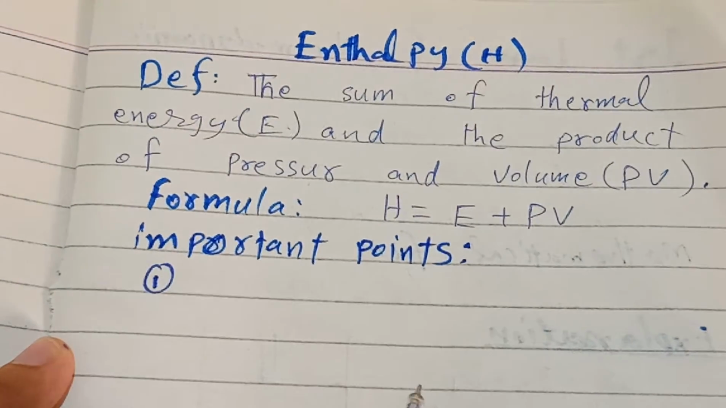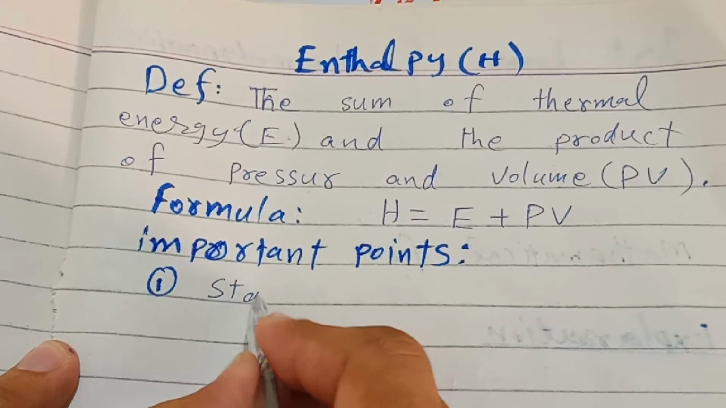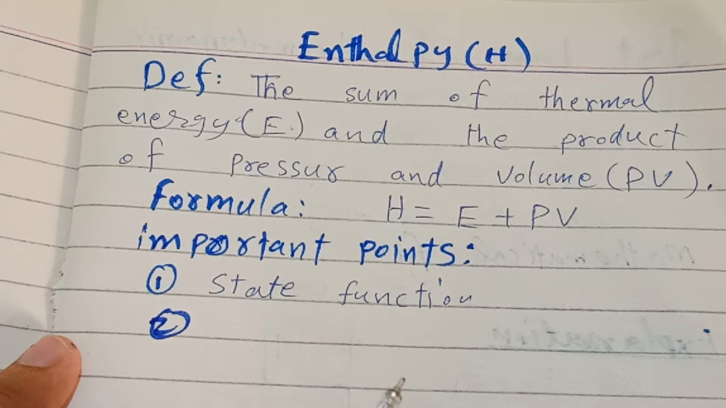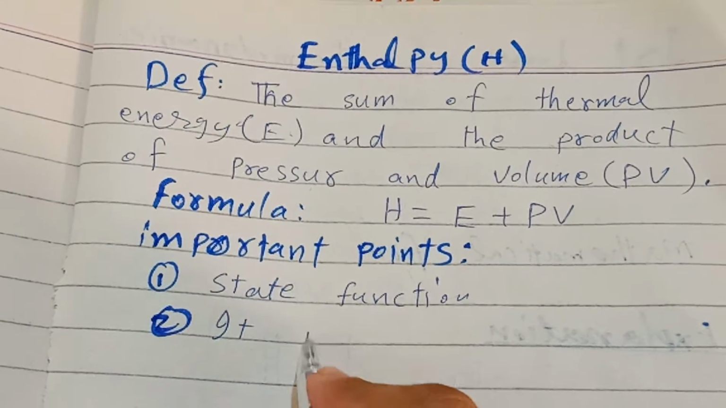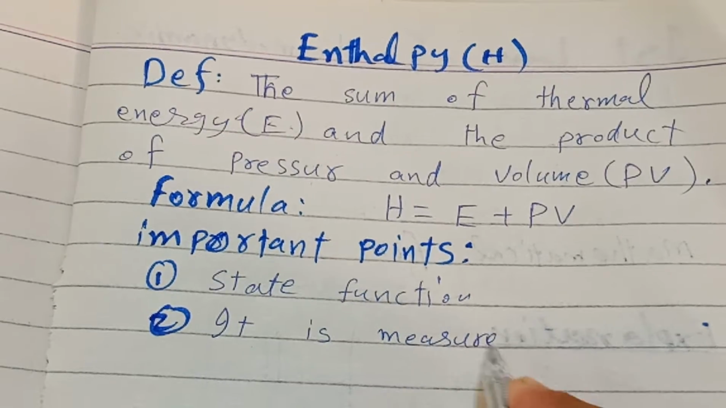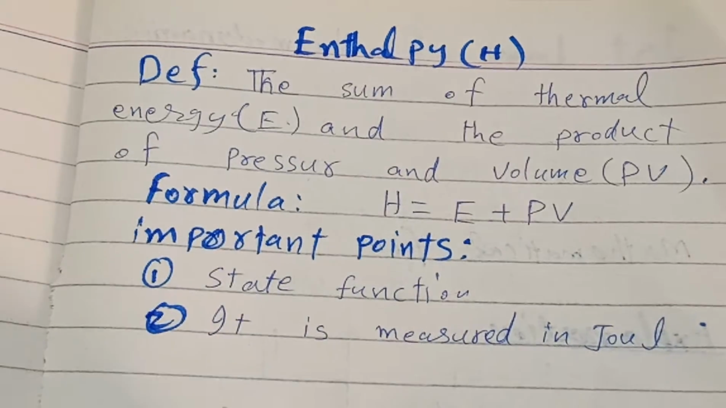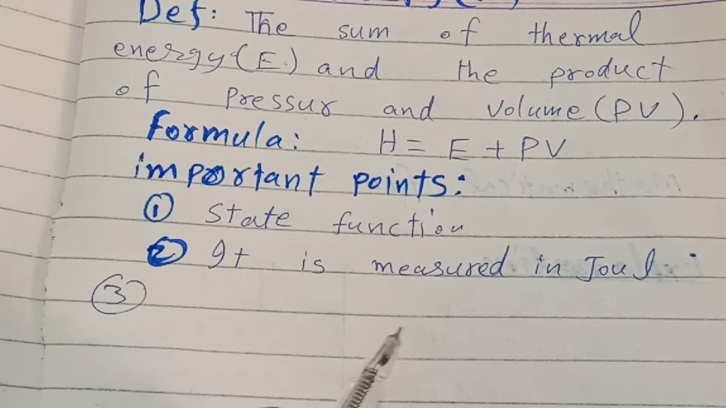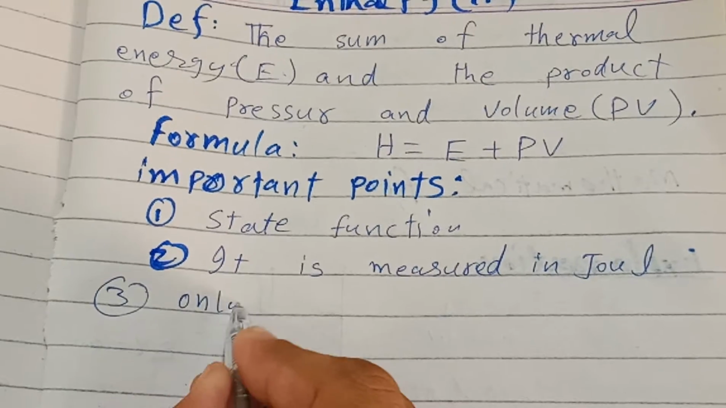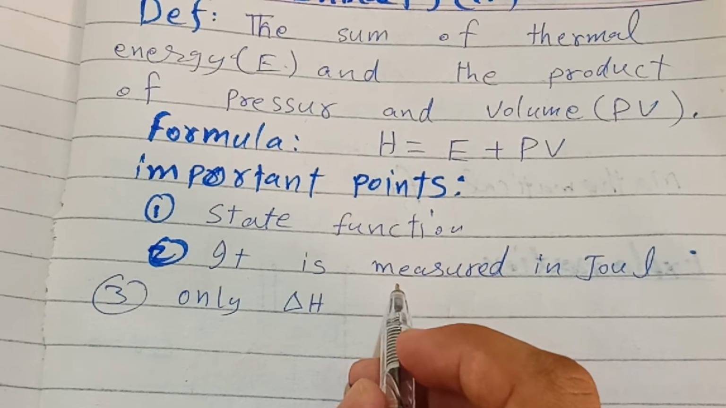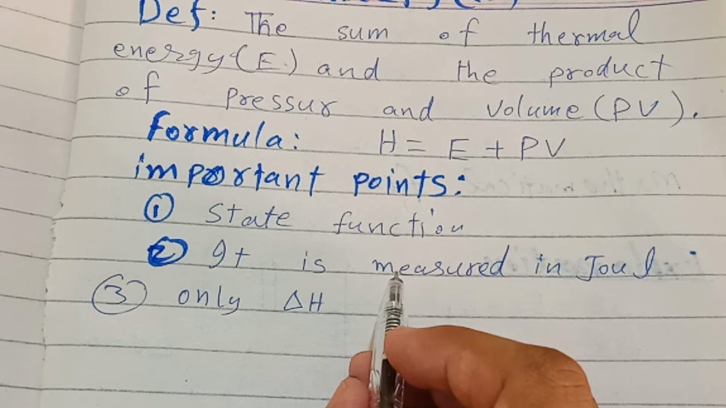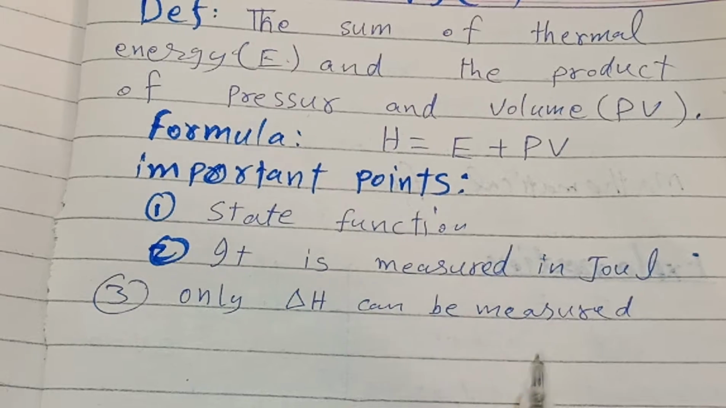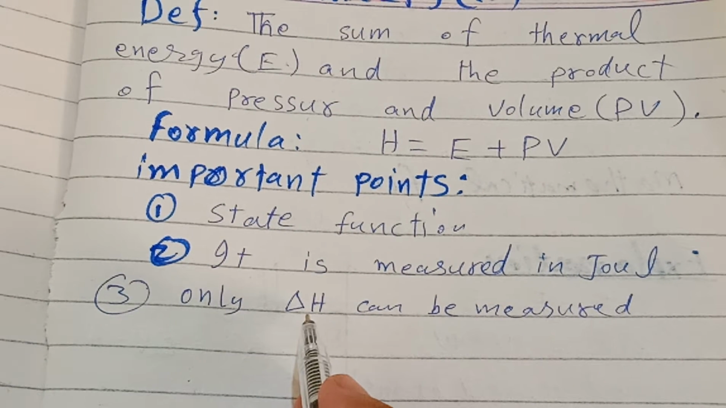First point: enthalpy is a state function. Number two: enthalpy is measured in joules. And number three: it is not possible to measure the enthalpy of a system. Only the change in enthalpy is possible to measure in a given system. Change in enthalpy can be measured, but we cannot measure the enthalpy of a system.